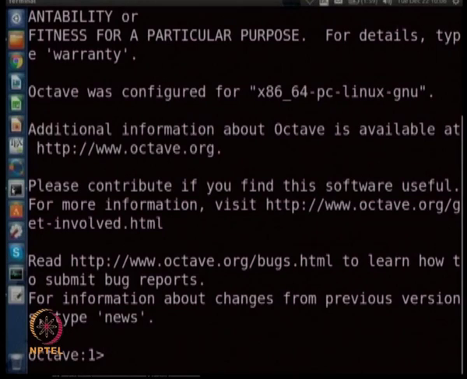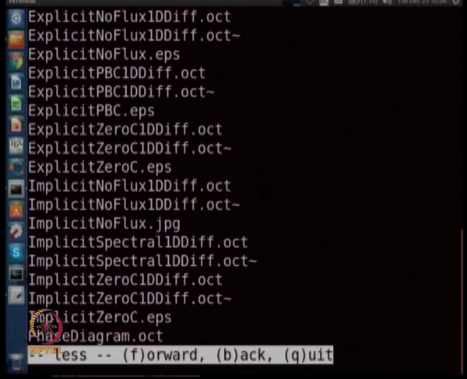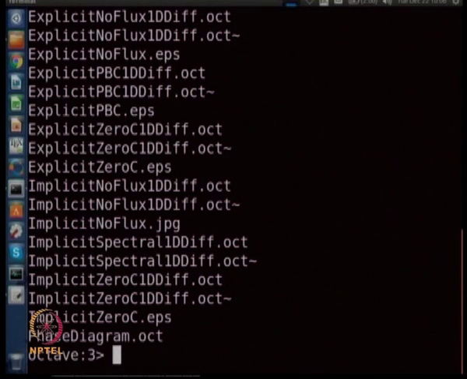So, I am in the right directory in which I have invoked Octave, that I can check. So, present working directory, it says desktop teaching phase field. And I can also list the files that are available. So, I can see that explicit periodic boundary condition 1D diffusion dot octave is available. Okay. So, I am going to source that file.